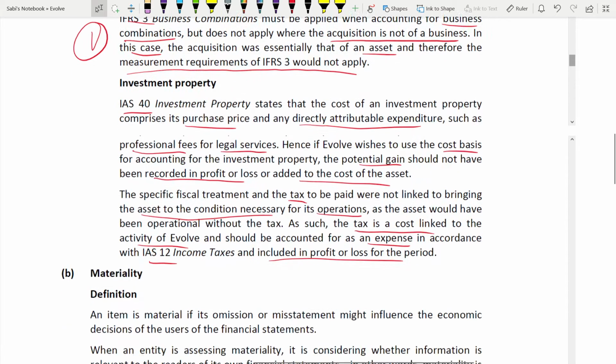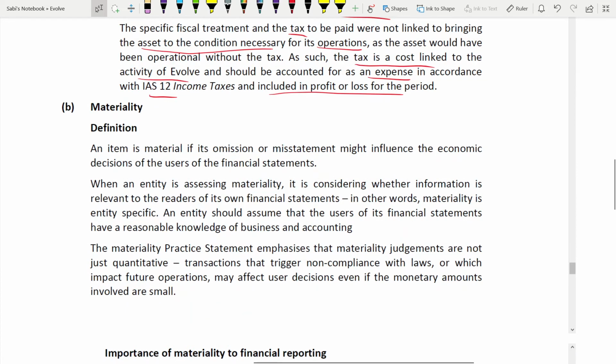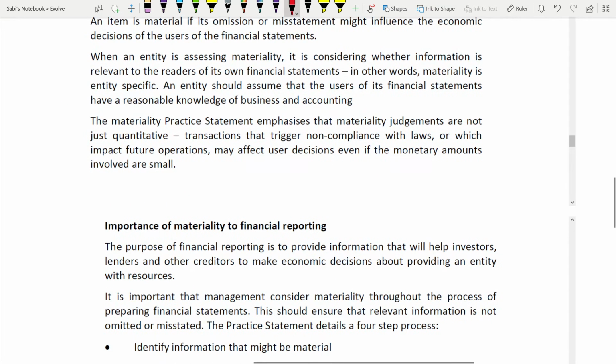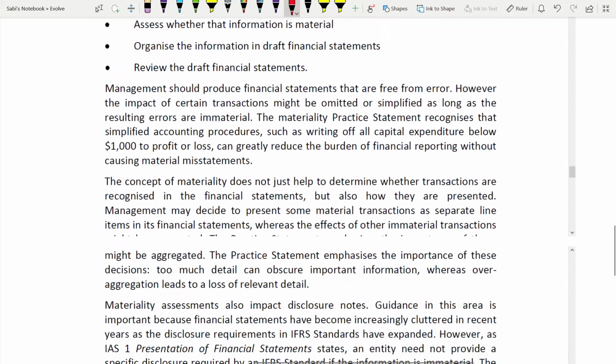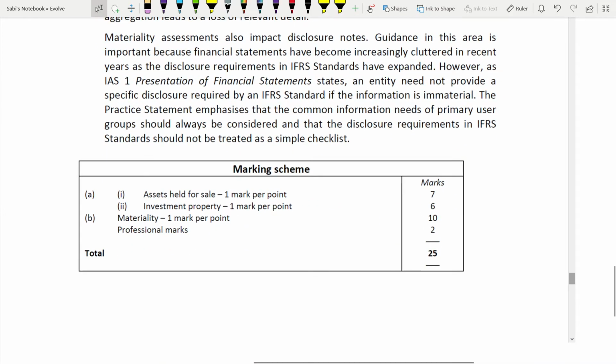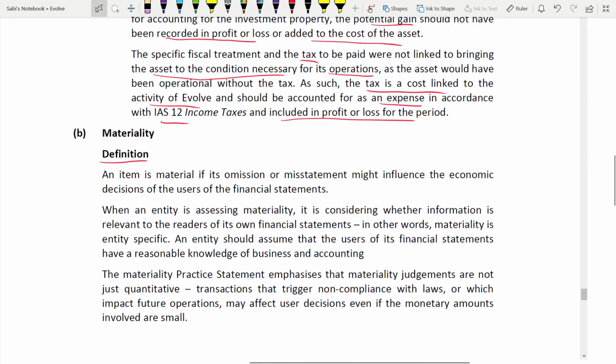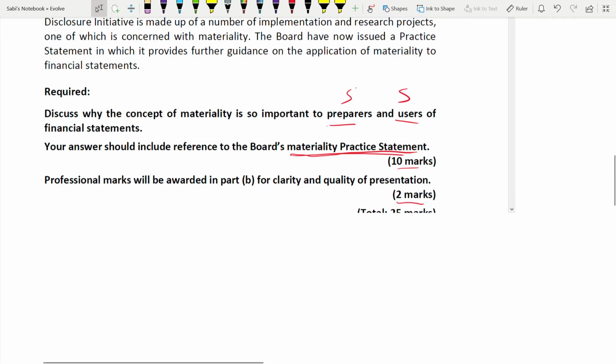Now we are coming to materiality. If you see under materiality, the marks are there. You have to use appropriate subheadings divided into paragraphs. For example, start with the definition. Whenever materiality comes up, start with the definition. Then the importance of materiality to financial reporting. You see it's quite lengthy. You'll get 1 mark for each point, and it's 10 marks. So this much is expected from you.